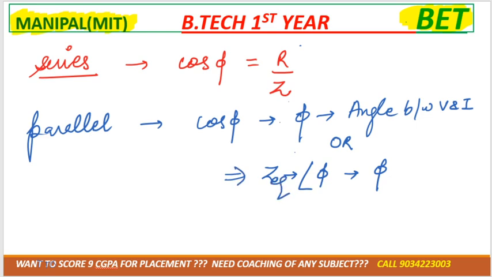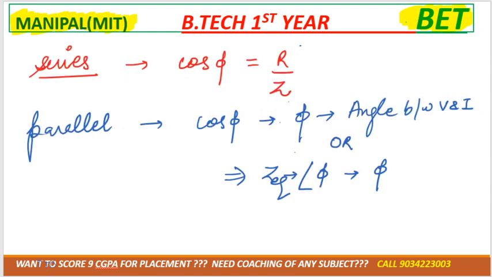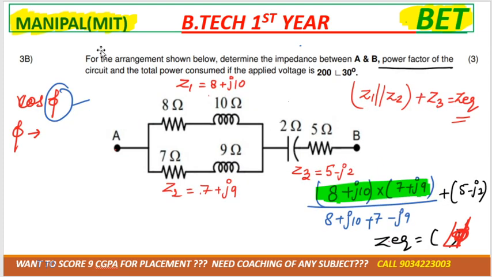So in this case you'll get the total impedance Z equivalent. This will have some angle, so what will it be? It will be phi. OK, the angle of the total impedance is phi, so we can substitute phi here and then we will get the power factor. So this is more and more important. Now we get cos phi also.